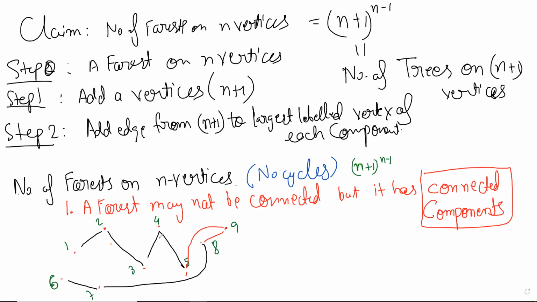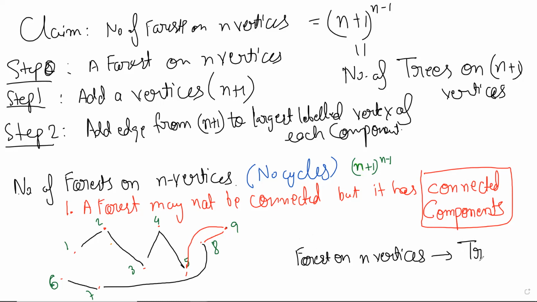Okay. So in this way, at least what we are getting is from a forest, we are going to a tree on n plus 1 vertices, right? So from a forest, and this forest could also be a tree, mind you, okay? That can be a tree. So from a forest on n vertices, we are going to a tree.